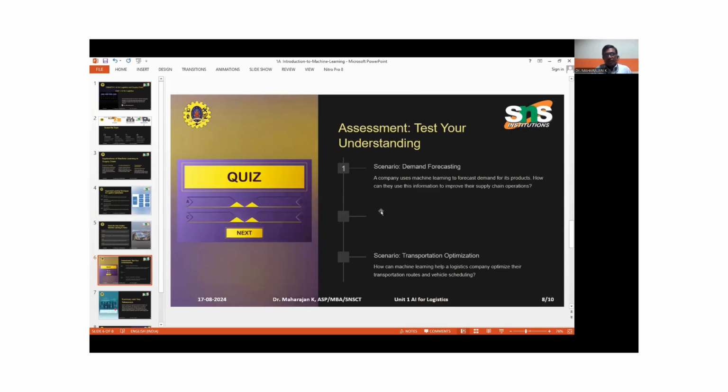So what is demand forecasting? Try to answer these questions. A company uses machine learning to forecast demand for its product. How can they use the information to improve the supply chain operations? Can you find a link between the forecasted demand using machine learning or artificial intelligence and the improvement in supply chain operations? If you are convinced they are related, then you have understood. Then transportation optimization also: how does machine learning help us optimize our transport, that means minimizing the cost and increasing efficiency and effectiveness.